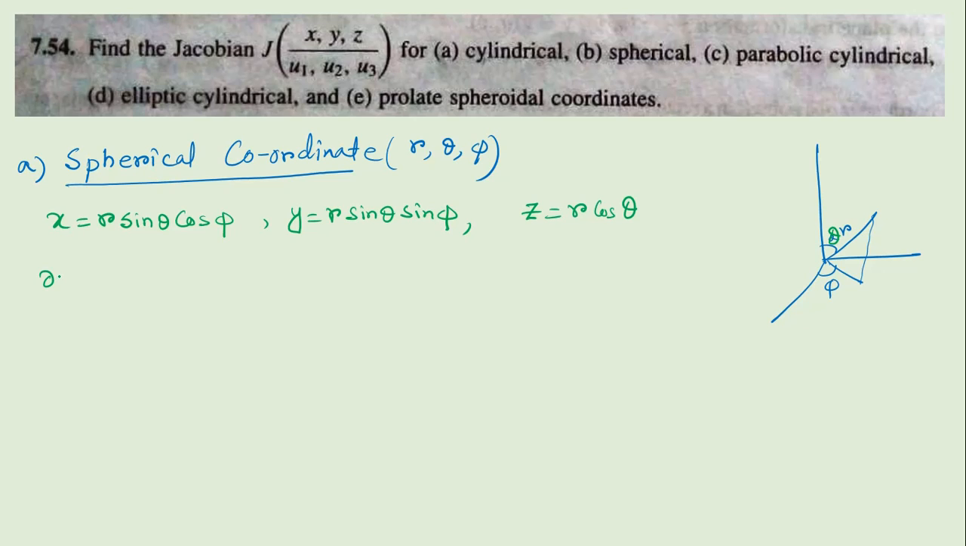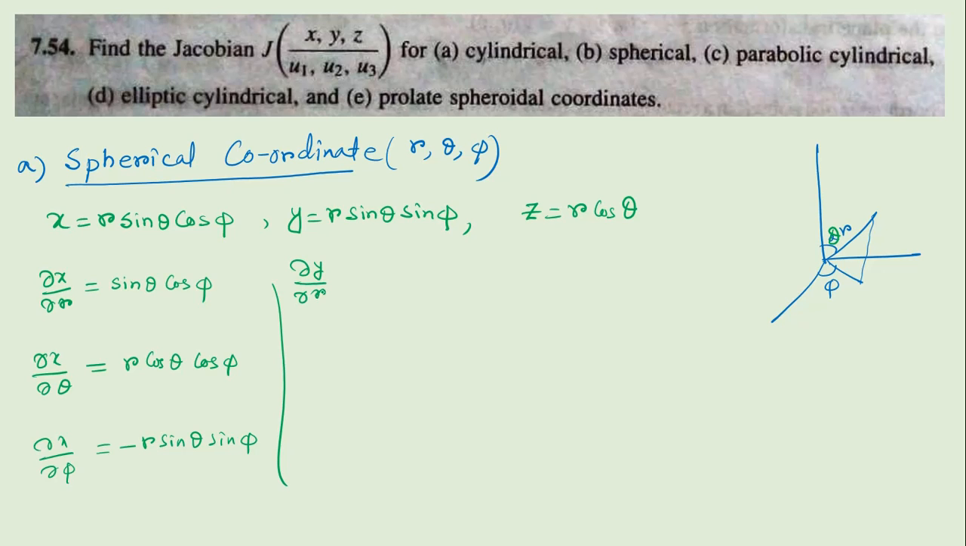So we want to find out ∂x/∂r. What is the value of ∂x/∂r? That is sin θ cos φ, right? ∂x/∂θ, that is r cos θ cos φ, and ∂x/∂φ, that is minus r sin θ sin φ.